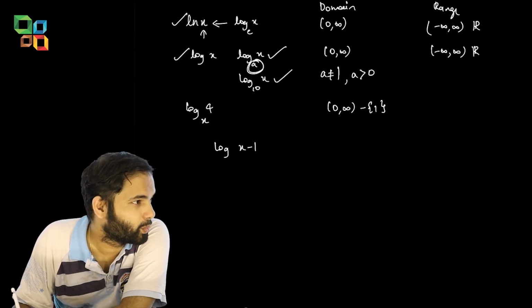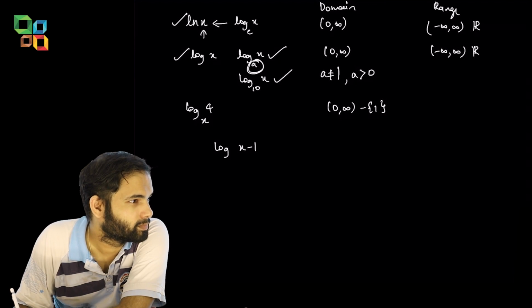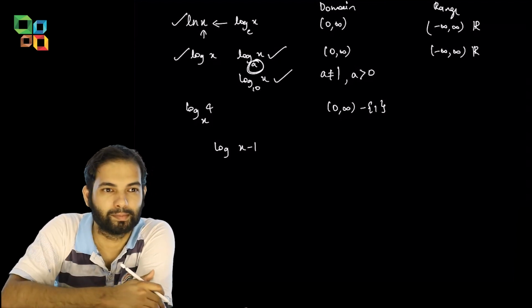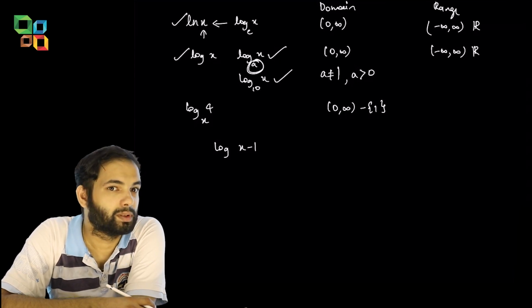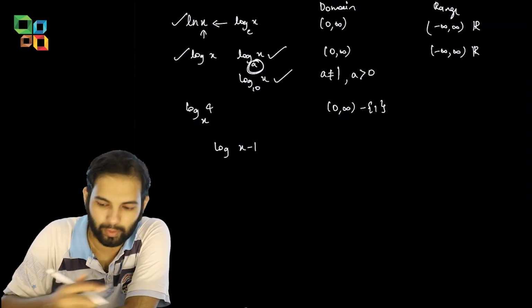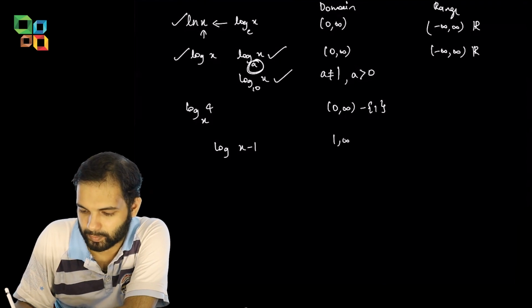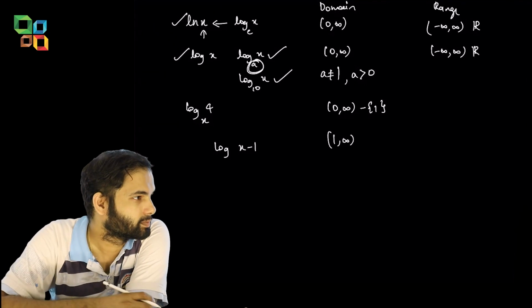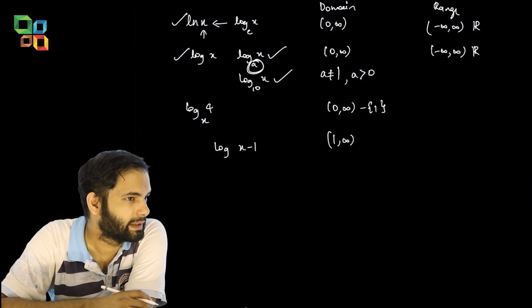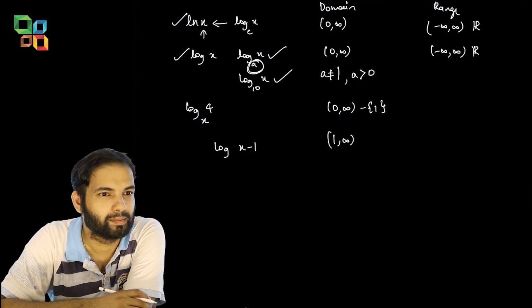One to infinity except 2. One to infinity. Is 1 included? No. Is it clear? How to get 1 to infinity?